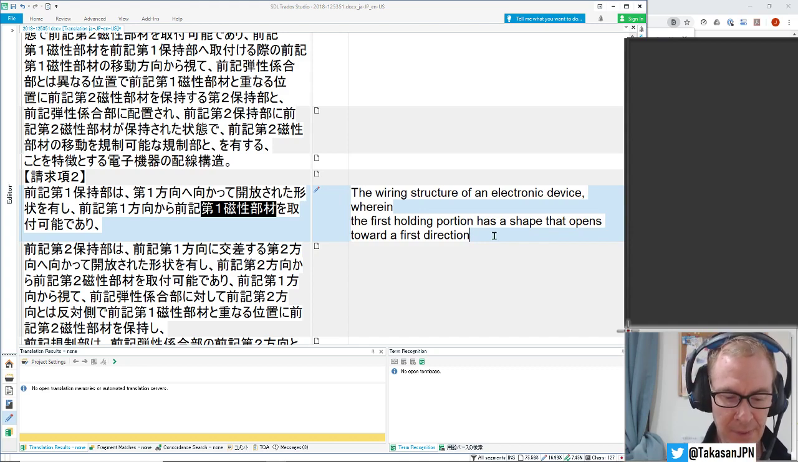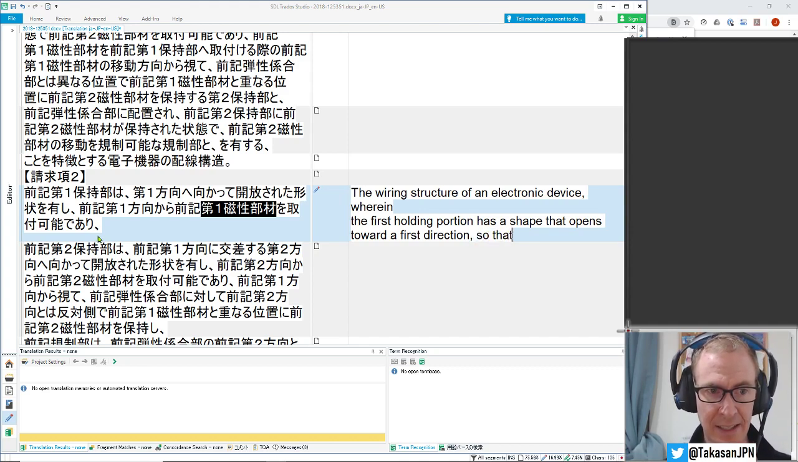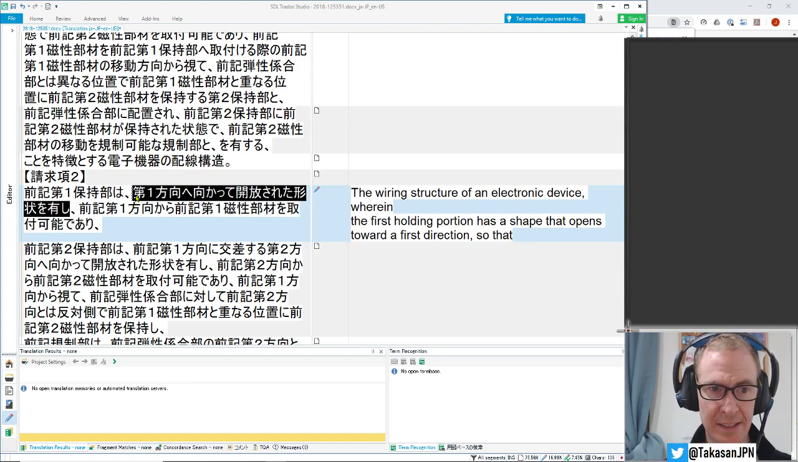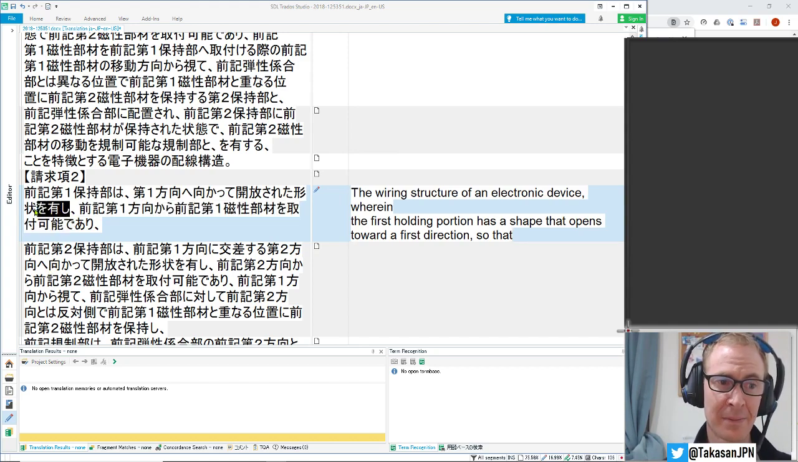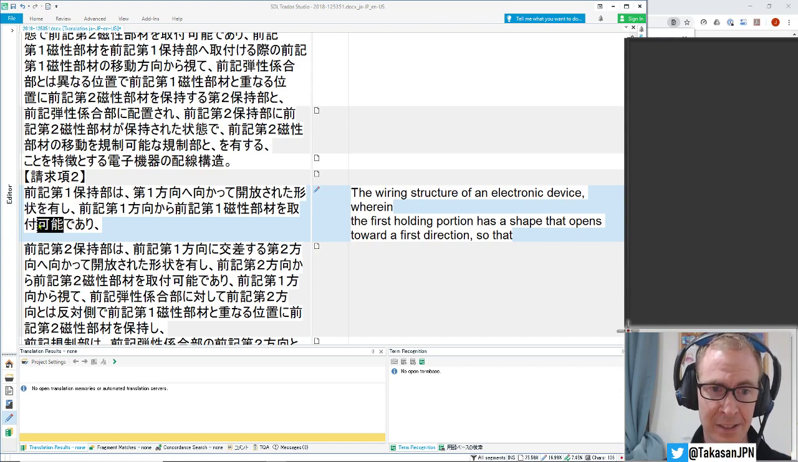Now, some people might try to connect this shape to this function. I don't want to say they try to do it, but they will use this kind of language so that it can create a causal relationship. They will say that it has this shape so that it can do this. In reality, that is probably correct, but in a claim we do not want to say that. We do not want to introduce a causal relationship, especially if it's not written in the source here. In the source we just have it's a shape and it has a function.